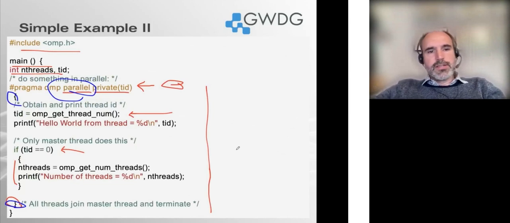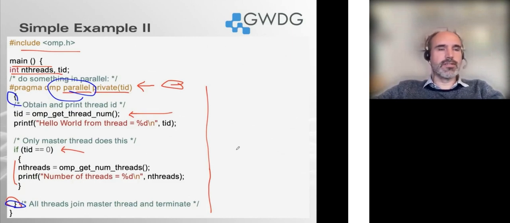I think compiling and showing the example is something you can easily do by yourself. I think this code is also in the exercise, so please go ahead, compile it, and test it with different numbers of threads, for example by setting the environment variable, or by adding a line here before the pragma. If you would like to set the number of threads, you have to do it here, before you spawn the threads, of course.